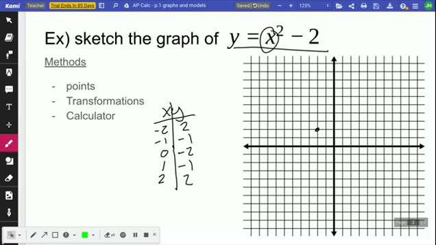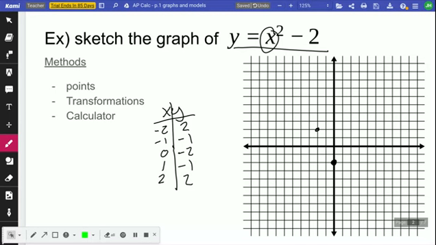Transformations would honestly be the easier way. Since you know this is U-shaped, or should know it's U-shaped, it's just been shifted down 2 from a typical parabola. So instead of the vertex of the parabola being here, it's going to be down 2. Remember those transformations outside the function, those are moving it along the y-axis, up and down. Anything inside the function using parentheses, that'd be left and right. So remember that.